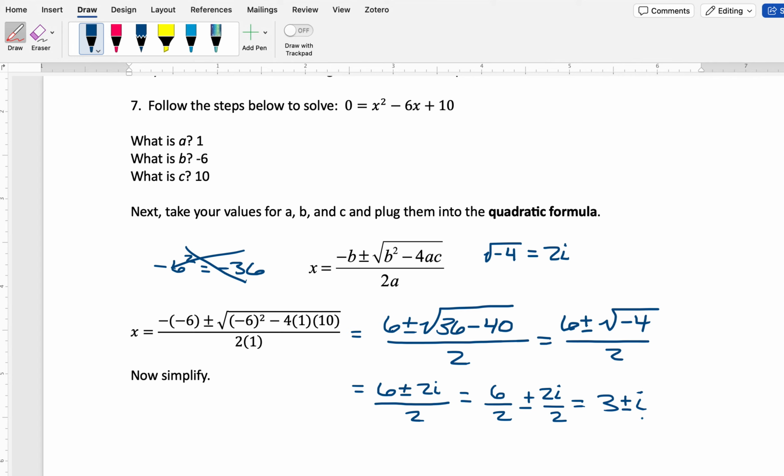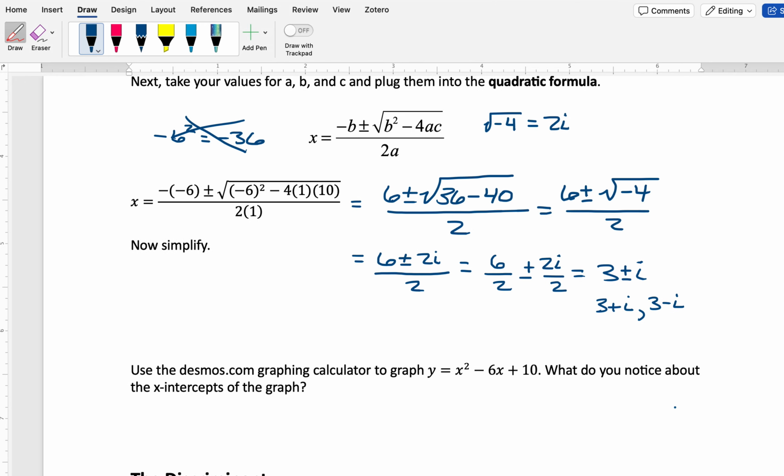So this is how I can simplify it, by putting each part over the denominator and then simplifying as I can. So I could write it this way with the plus or minus symbol. I could also write it as two separate numbers, 3 plus i, comma, 3 minus i. Either way is fine. Now, lastly, we're going to look at this on the graphing calculator.